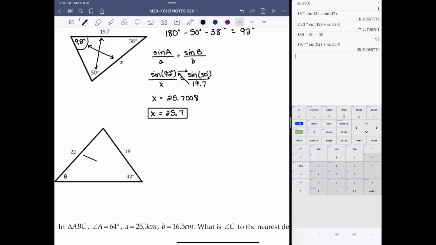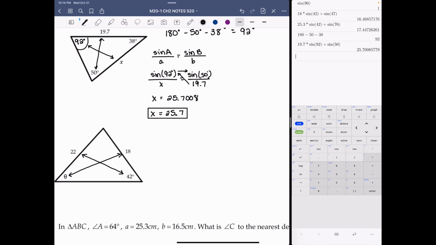Next one, look for the full pair, which is here. 42 degrees is across from side length 22. Then look for the half pair, which is here. We have the side length of 18. We're trying to find angle theta. So this is the first time we're trying to find an angle.